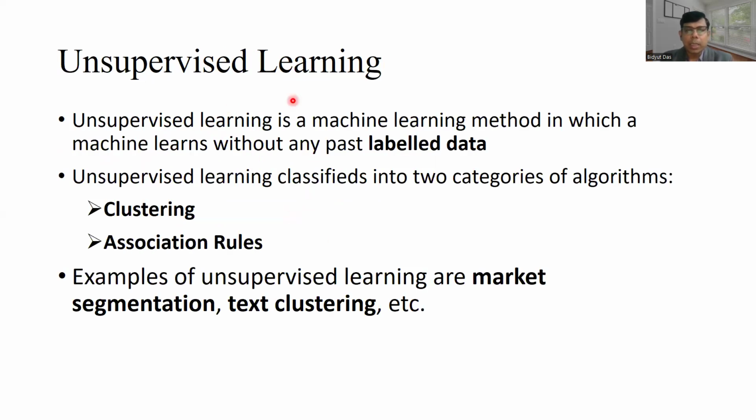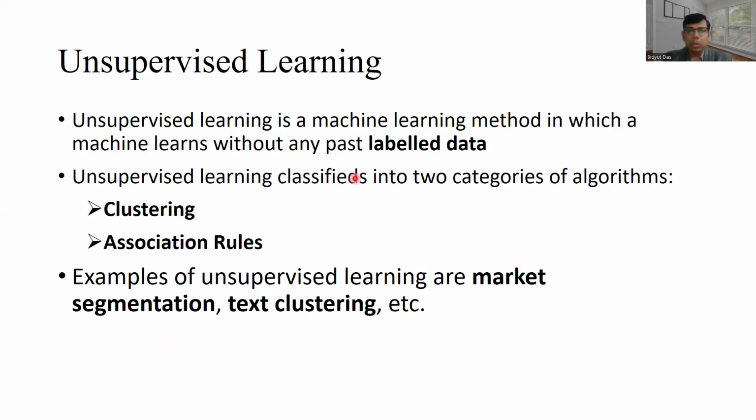Now, unsupervised learning. Unsupervised learning is a machine learning method in which the machine learns without any past labeled data. So there is no labeled data as input to train the model. Unsupervised learning is also categorized into two types: one is clustering and the other is association rule. Some examples of unsupervised learning are market segmentation, text clustering, etc.